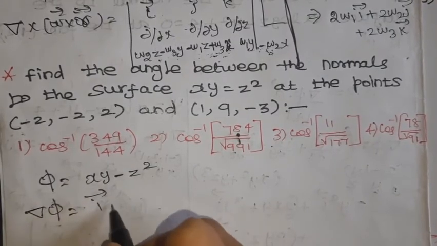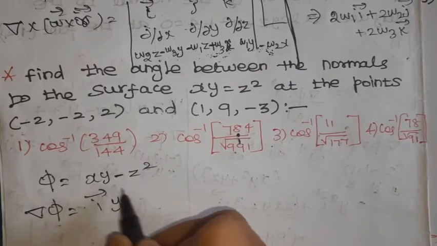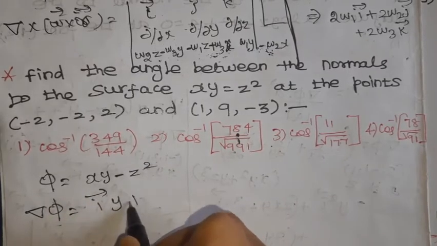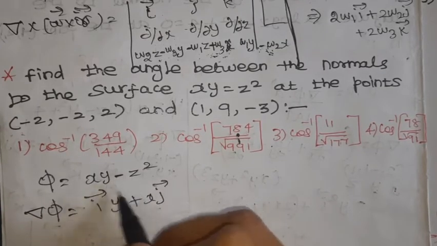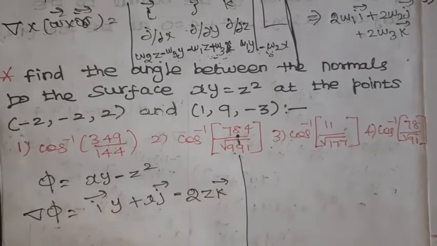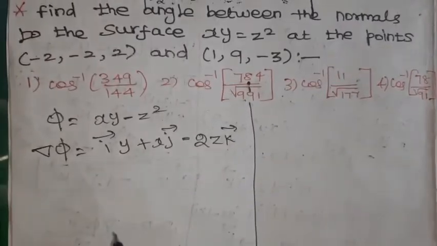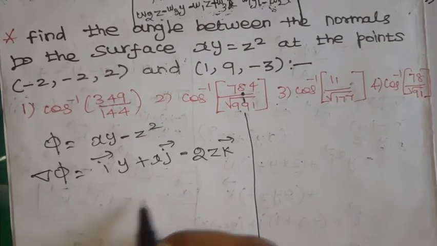What will we get? yi. Then dou by dou y, what will we get? x, right? xj. Then dou by dou z, what will we get? Minus 2z k vector. So this is the del phi value: yi plus xj minus 2zk.